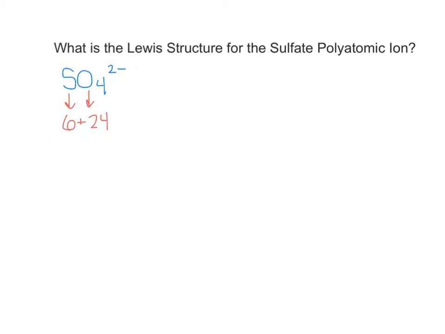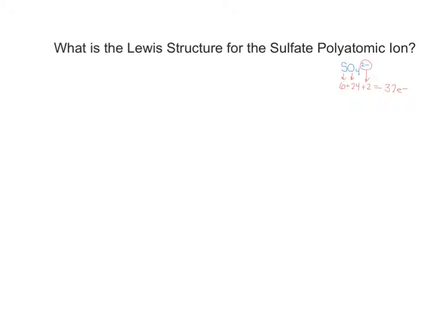Add those together. And then this 2 negative means that the compound added 2 electrons, so we need to add that to our total charge. So 6 plus 24 plus 2 gives us a total of 32 electrons that we will be working with when we draw out this compound. I'll move that aside for now.